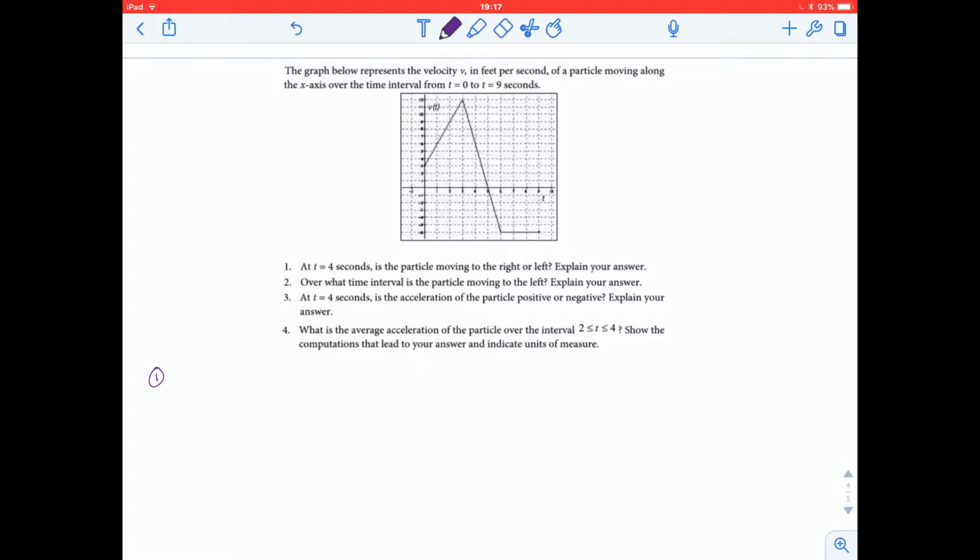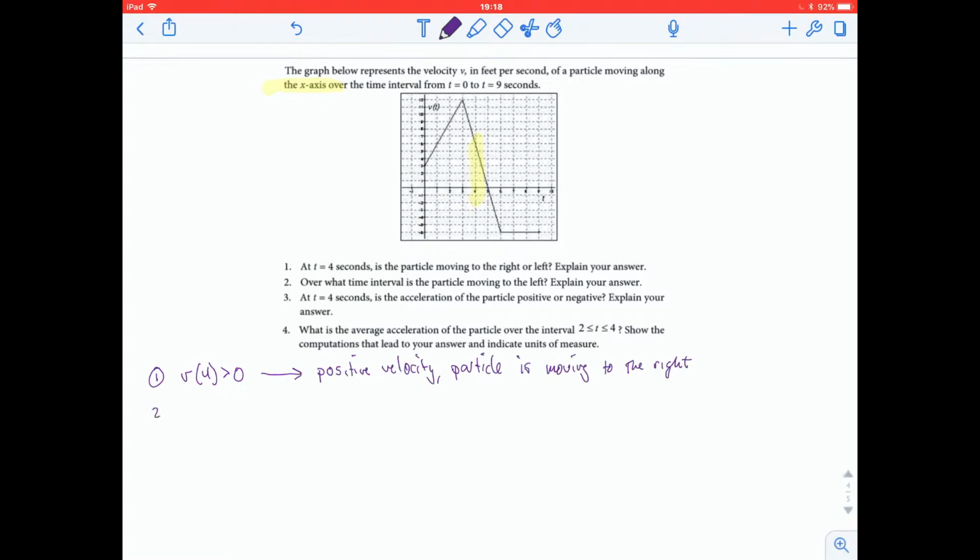The way we tell direction of movement is by the sign of velocity. So we can see, by looking at the graph, that at t equals 4 seconds, which is happening right here, the sign of velocity is positive. So v of 4 is greater than 0. We see in the description up here that this is a velocity of a particle moving along the x-axis. So if the velocity is positive, this means then that the particle is moving to the right.